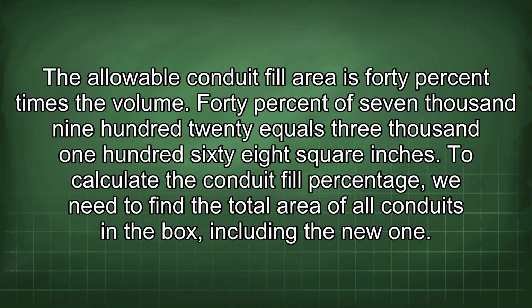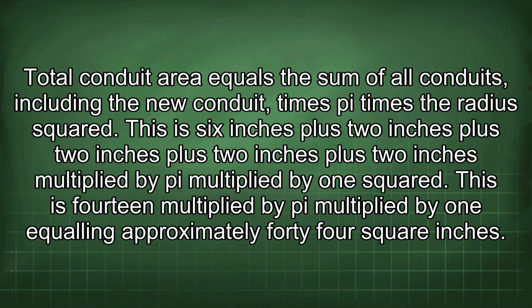To calculate the conduit fill percentage, we need to find the total area of all conduits in the box, including the new one. Total conduit area equals the sum of all conduits, including the new conduit, times pi times the radius squared. This is 6 inches plus 2 inches plus 2 inches plus 2 inches plus 2 inches multiplied by pi multiplied by 1 squared. This is 14 multiplied by pi multiplied by 1 equaling approximately 44 square inches.